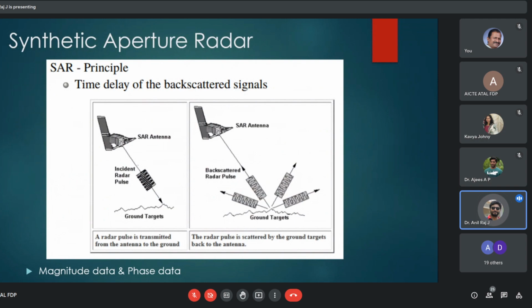So next we'll see some of the techniques that can be applied to radar data, some of the machine learning techniques, or some of the improvements we can achieve by using deep learning or machine learning techniques in the radar data.